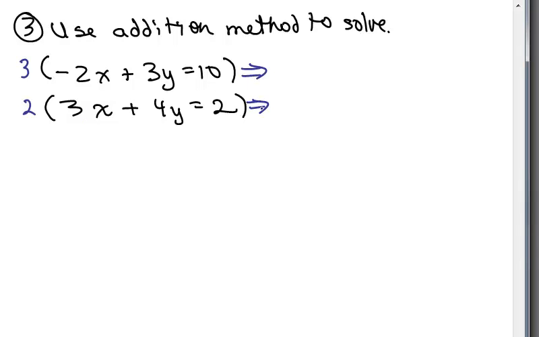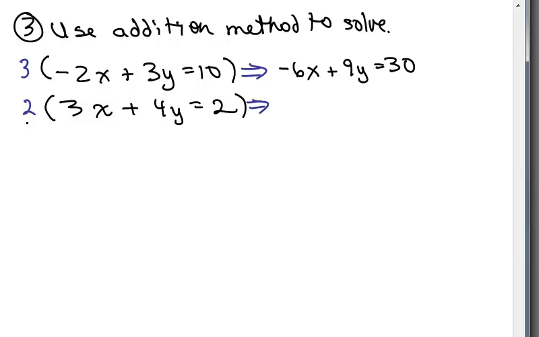All right, now remember, you're multiplying both sides of the equation by 3. So both terms on the left side plus the term on the right side by 3. So 3 times negative 2x is negative 6x. 3 times 3y is plus 9y. And 3 times 10 is 30.